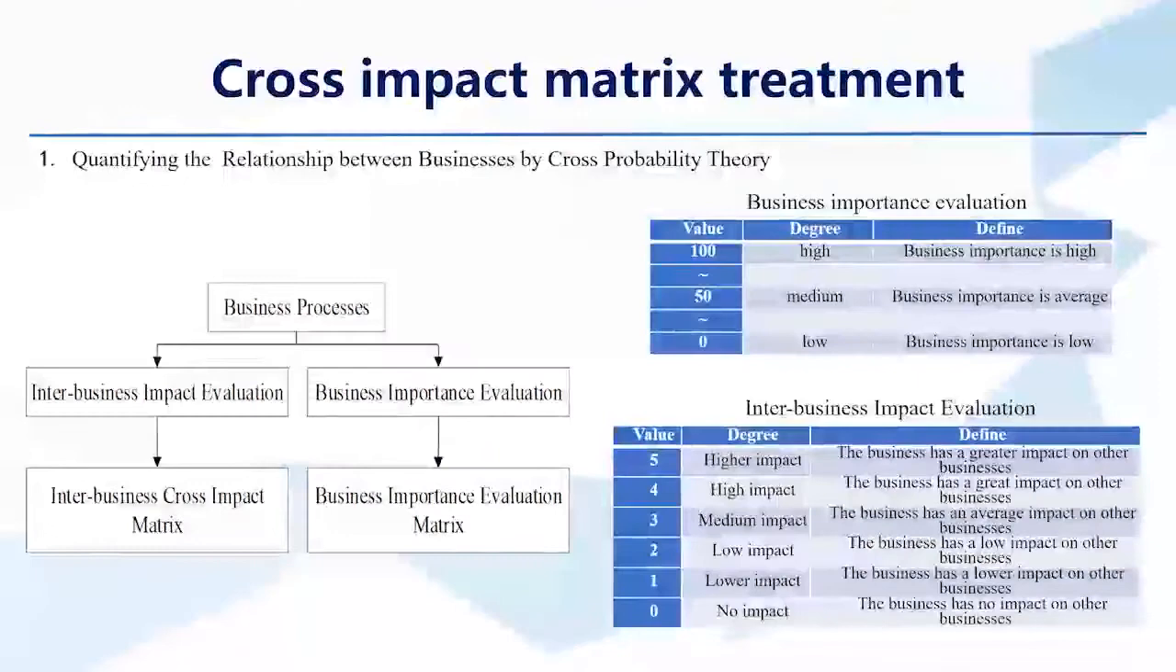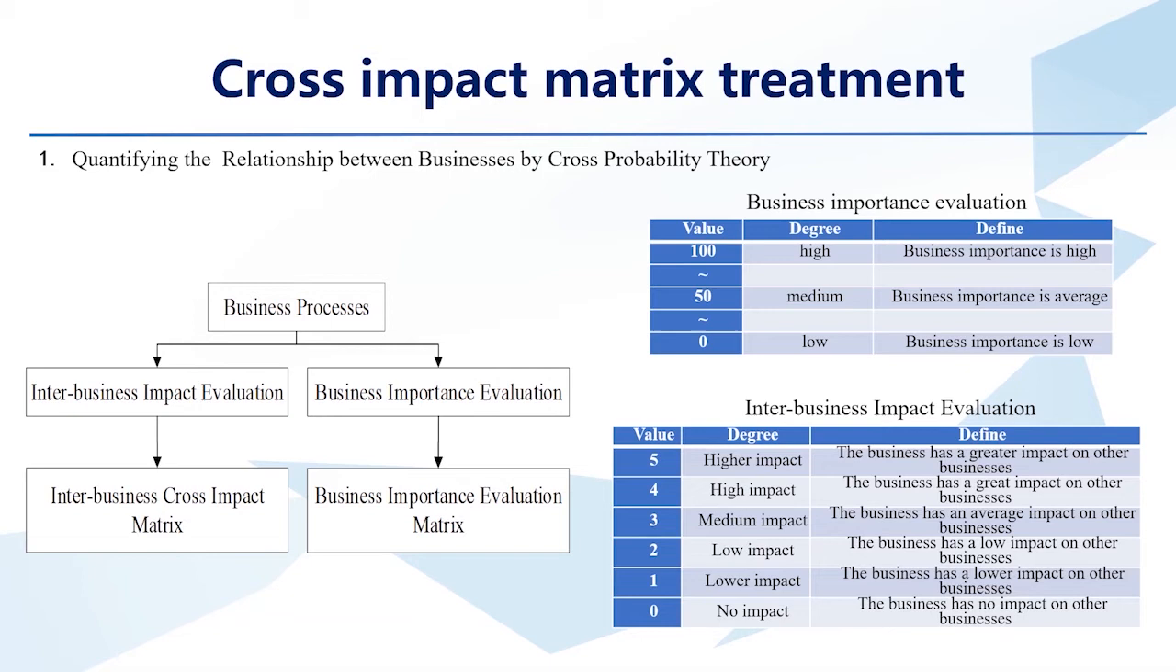In this part, I will introduce the cross-impact matrix treatment model. The crossover probability theory is used to quantify the relationship between business functions. It uses the cross-impact matrix to store the degree of direct influence between business functions. Business interruption in an information system will have an impact on subsequent business. So it is necessary to determine the importance of business functions and the associated impact between business functions through expert scoring to generate the cross-impact matrix.